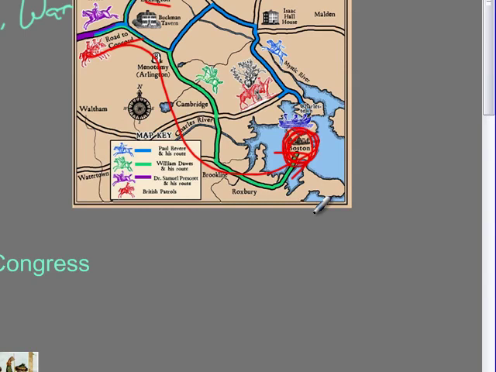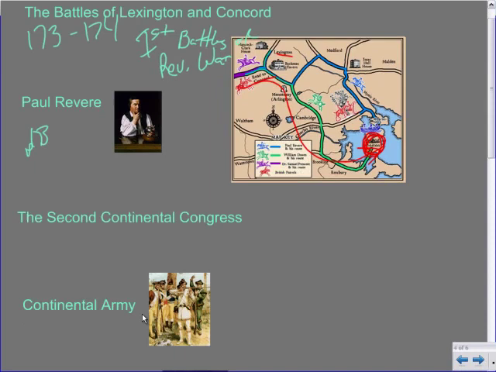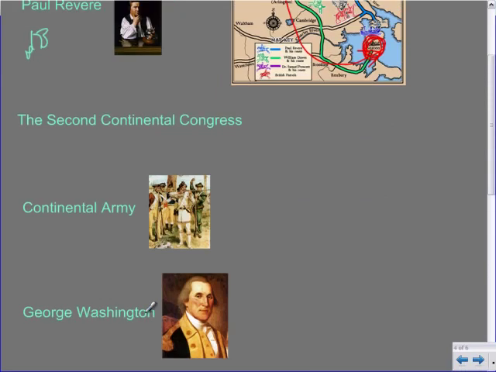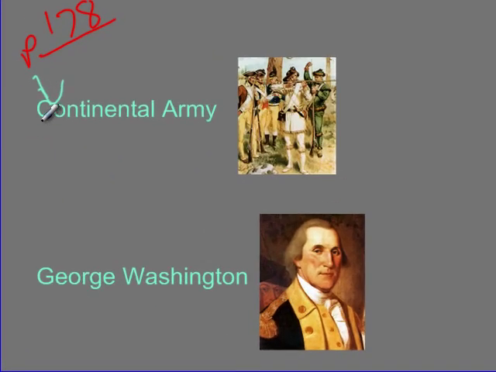But we'll skip down to the Second Continental Congress. We'll get back to the Battle of Bunker Hill, but the Second Continental Congress is on page 178. All right. The Second Continental Congress does a few things. Notably, it creates the Continental Army, and it puts George Washington in charge of that army. So, that's what you kind of need to know. It creates the Continental Army, and then they put George Washington in charge of the Continental Army. And that's the Second Continental Congress.